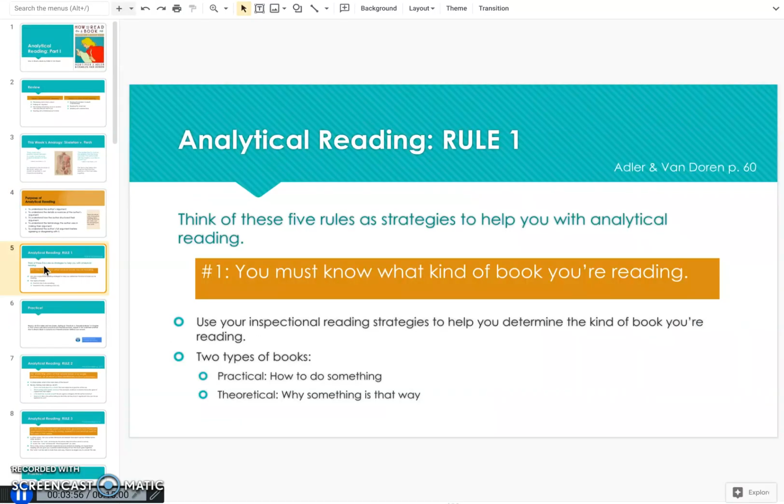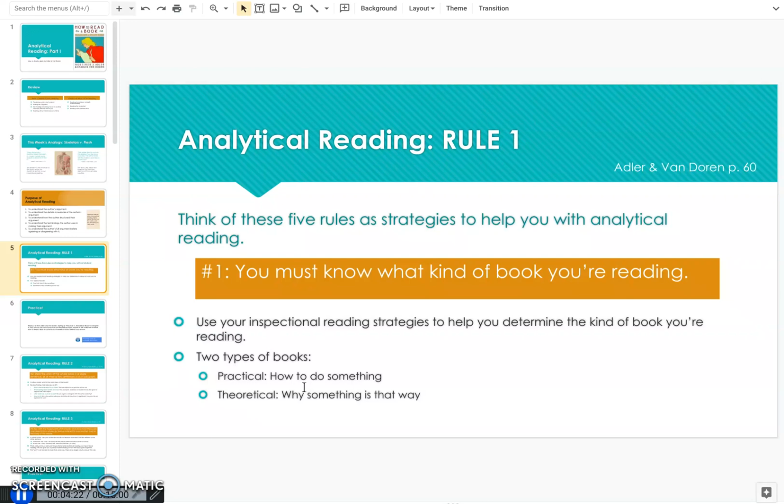All right, so rule 1. All right, you must know what kind of book you're reading. This kind of sounds like we're harking back to inspectional reading a bit. This week, Adler and Van Doren tell you that there are 2 types of books. There's a practical book, which is how to do something. A basic way to think of it is sort of like an instruction manual, or like going to WikiHow, they give you step-by-step directions.